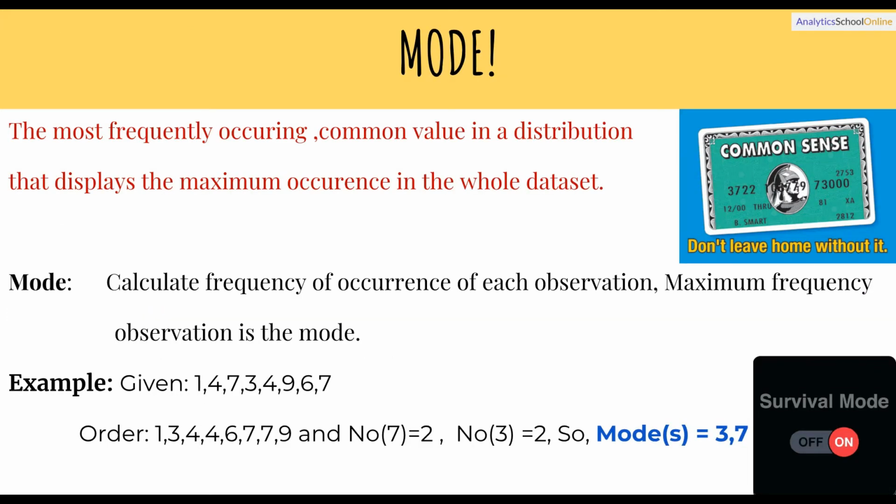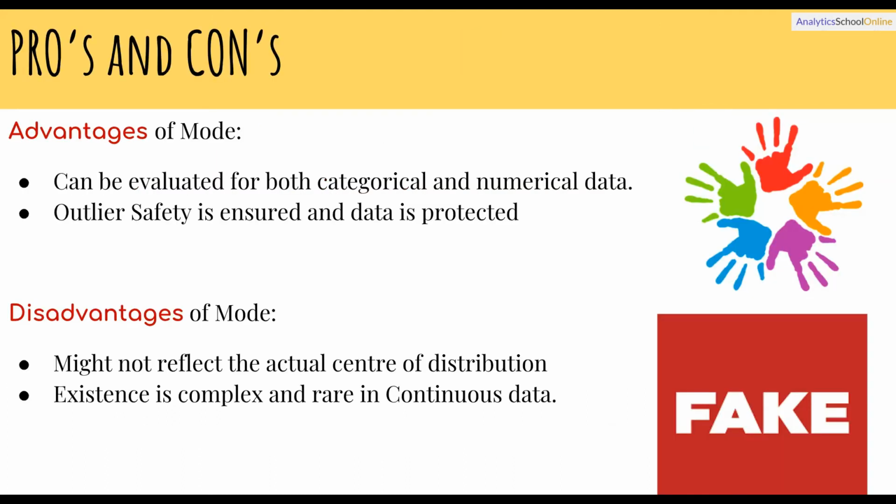Finally, mode is, as I already told you, the most frequently occurring common value in your distribution. It displays the maximum occurrence value, the observation which occurs the maximum number of times in your data set. You can simply count or plot this data in a histogram, and the mode value will be the value with the maximum frequency. And the most important advantage of mode is that it can be used for both categorical and numerical data.